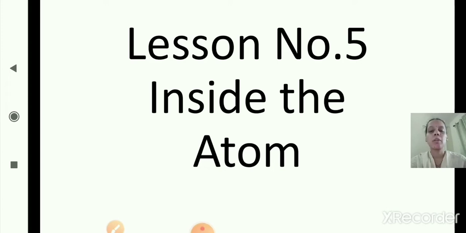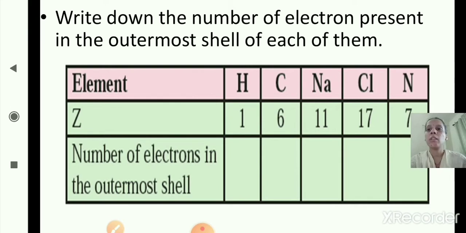Now today we'll start with the next concept, that is, write down the number of electrons present in the outermost shell of each of them. Now the symbols for elements are given. Z means the atomic number is given. You will write down the number of electrons in the outermost shell.